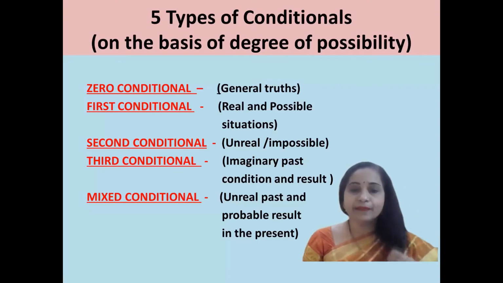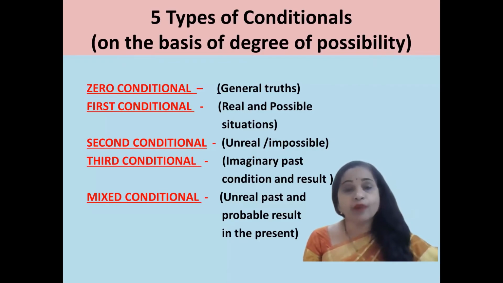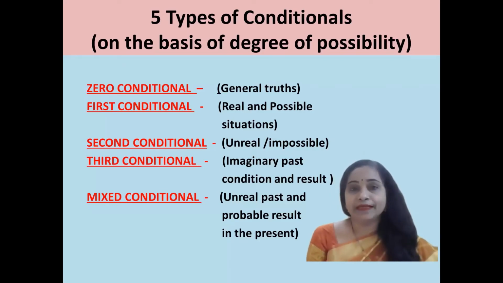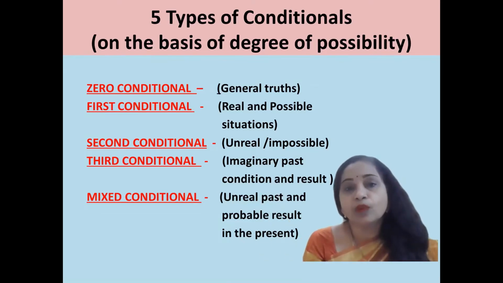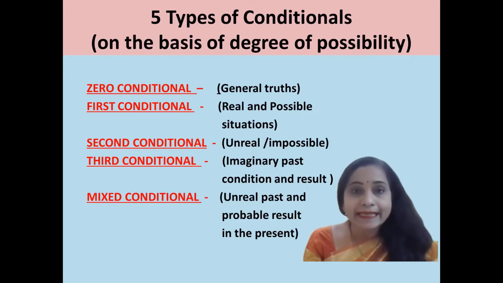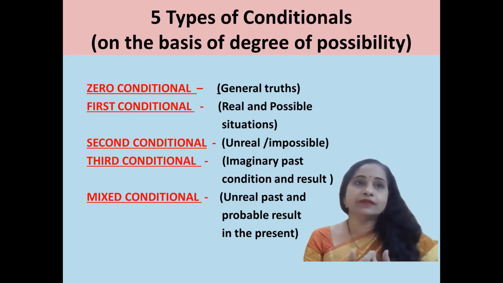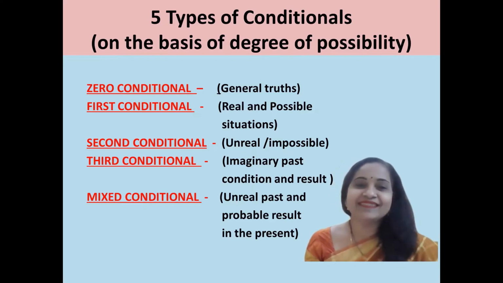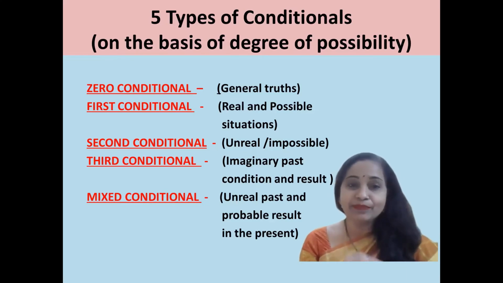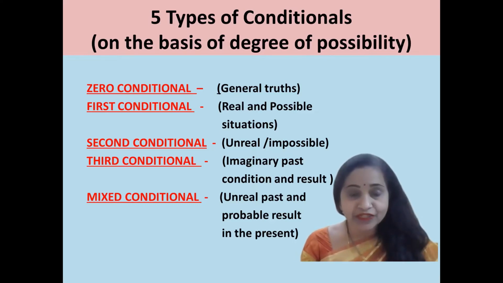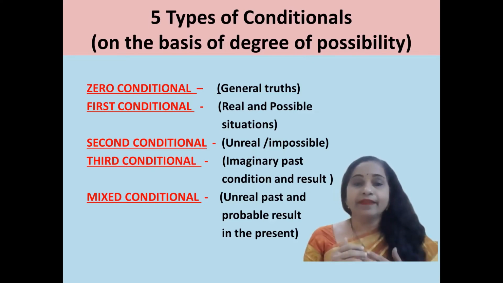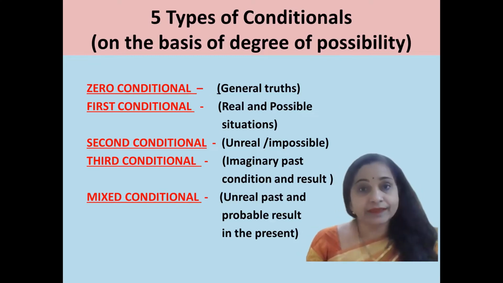So there are 5 types of conditionals on the basis of degree of possibility. Whenever we talk about conditionals, there is a degree of possibility. Sometimes the possibility is more, sometimes the possibility is likely, and sometimes the possibility is impossible, unreal. So let us discuss these 5 types of conditionals based upon the degree of possibility. The first one is called the zero conditional. Second one is the first conditional, then the second conditional, the third conditional, and then the mixed conditional.